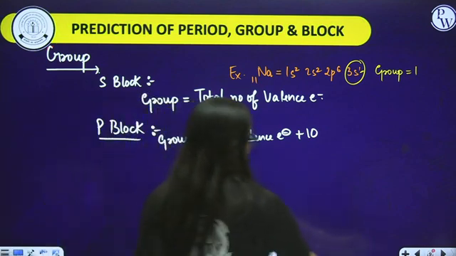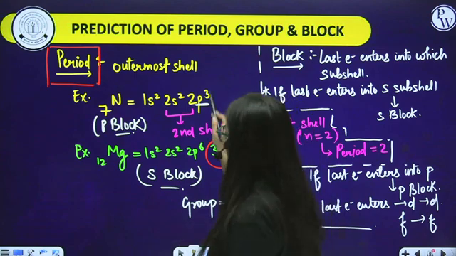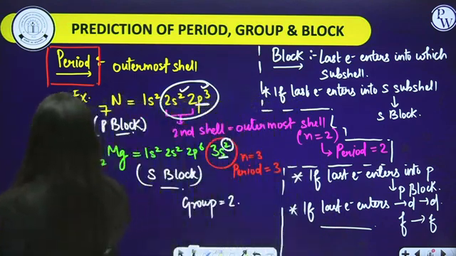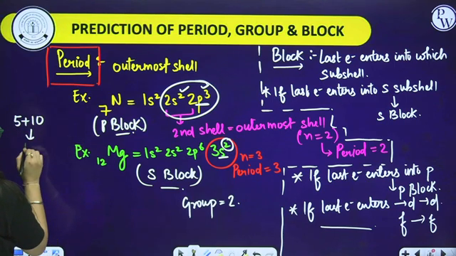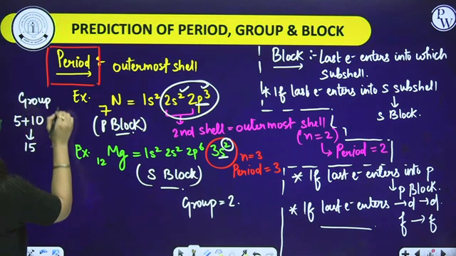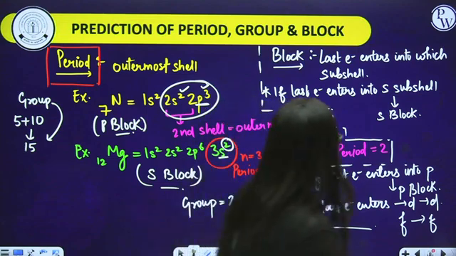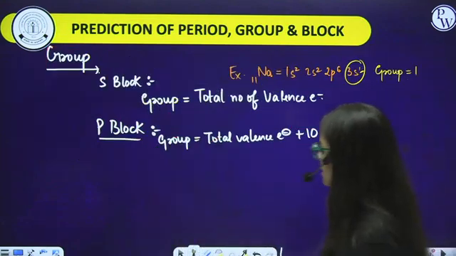Let us take the previous case only over here. In this previous case, what are the total valence electrons? The outermost shell is the second shell. It contains 2 plus 3, 5 electrons. Now add 10 to it because it is P block, no? So 15th is going to be the group number. The group comes out to be the 15th group. Is it easy? Is it clear to each and every one of you? Yes, everyone?